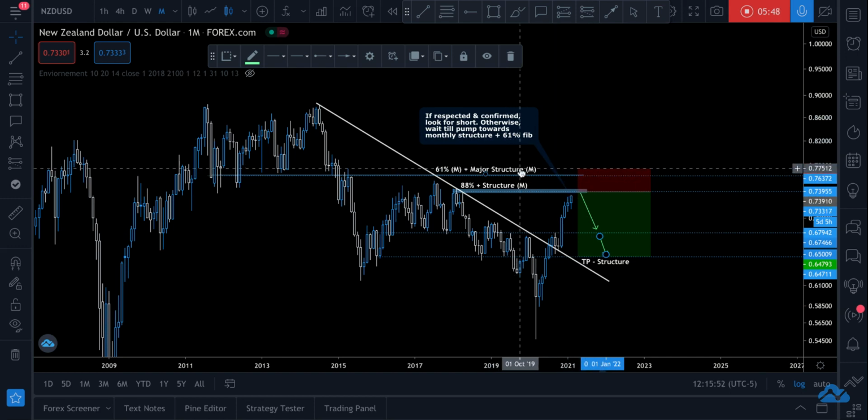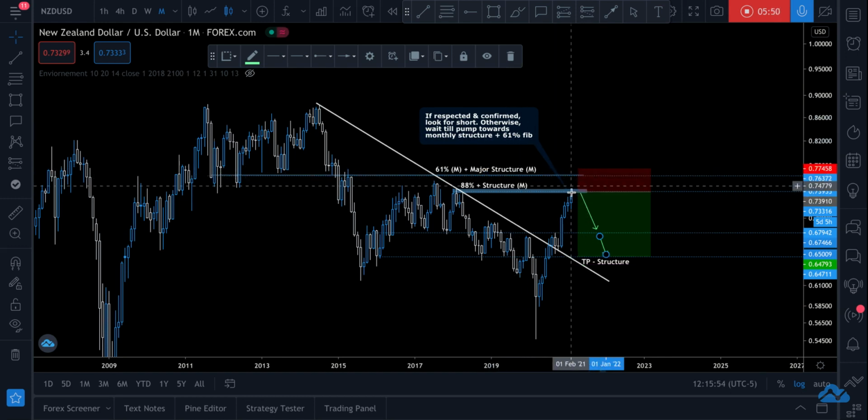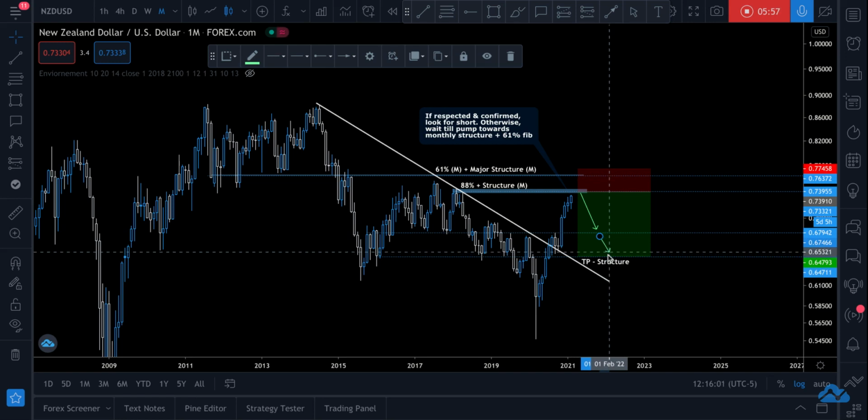Otherwise, we're going to wait till it comes up towards here and evaluate it once again. Obviously, if it comes up to here, we'll have better risk to reward ratio. And yeah, so let's just wait. All we can do is wait essentially right now. No need to rush anything.